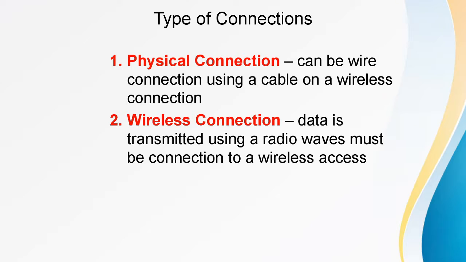Types of connection. There are two types of connections. First is the physical connection that can be a wired connection using a cable. The second is a wireless connection. Data is transmitted using radio waves and must be connected to a wireless.